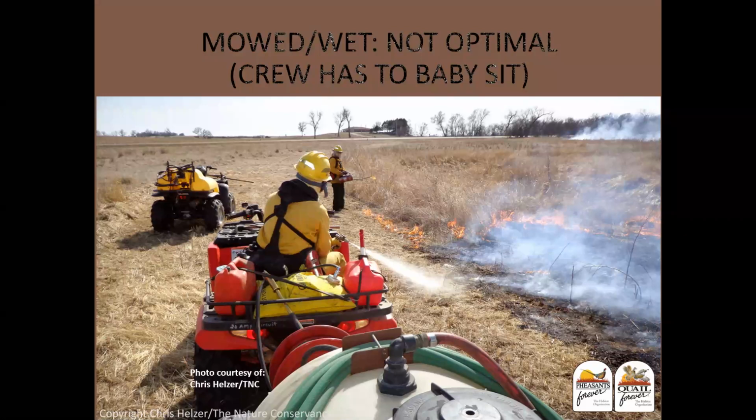The mowed and wet lines are extremely effective. They're really good if trying to burn within your CRP units. However, they're not as optimal because you're really having to babysit them. If you have a high crew number, then they would be effective. But if you are operating on a low crew number, you're going to want to consider one of those other options.